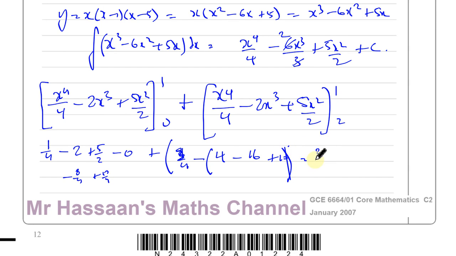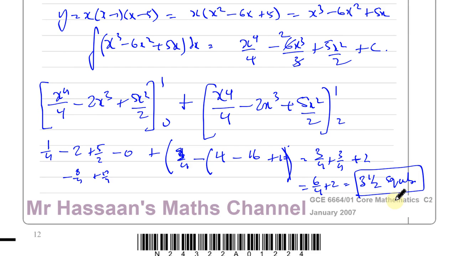So we're going to end up with 3/4 plus another 3/4, and you're going to have minus, that's going to be 16, 4 plus 10, which is 14 minus 2. So you're going to get plus 2. So you end up with 6 over 4 plus 2, which is 3 over 2 plus 2, which is going to be 3.5. 3.5 square units. So there's the answer, 3.5.